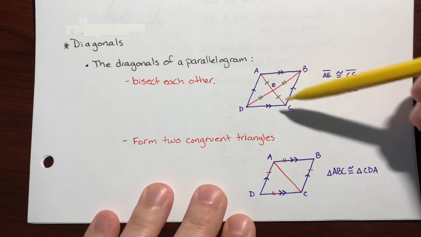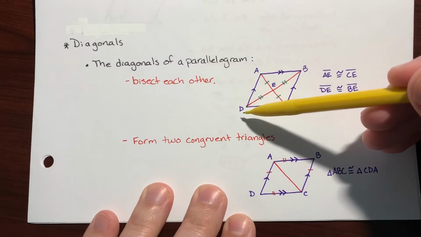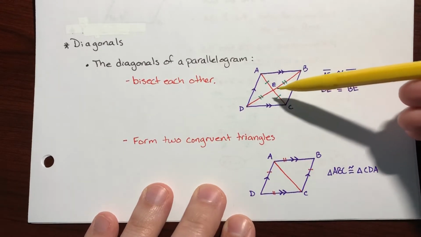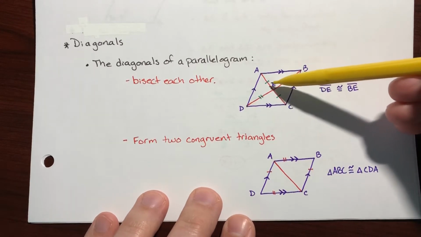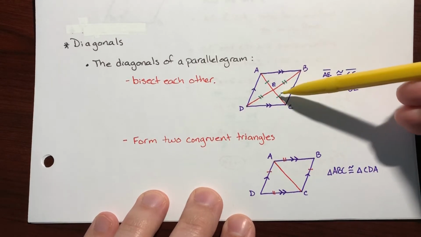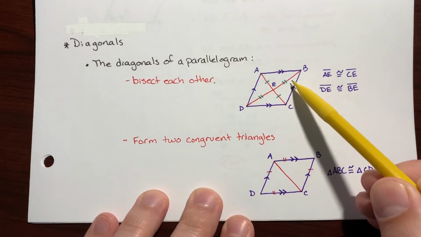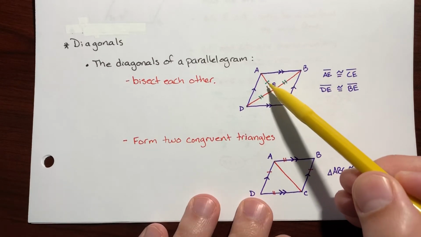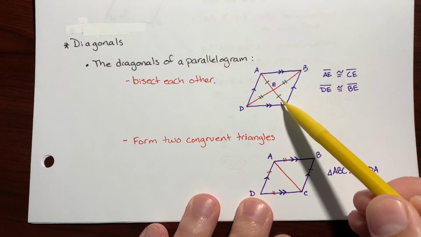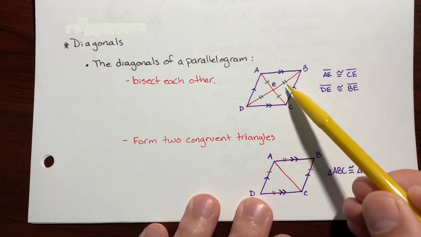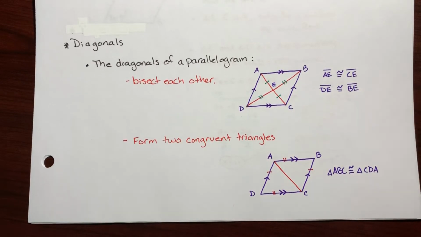Line AC is cutting line DB in half, and vice versa. DB cuts AC in half. That's why I was able to put these little tick marks. This half is the same measure as this half. This half is the same measure as this half, or in other words, segment AE is congruent to segment EC. Segment DE is congruent to segment EB, which is what I put over here.